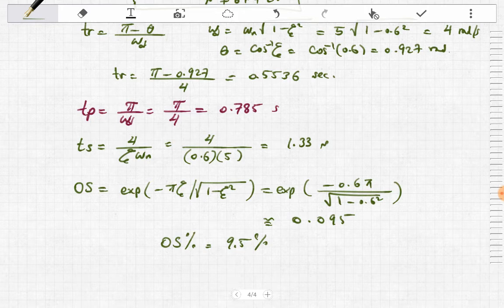And of course you can sketch it. You can sketch it using Excel or MATLAB or anything. You know what TR is, you know all the things.